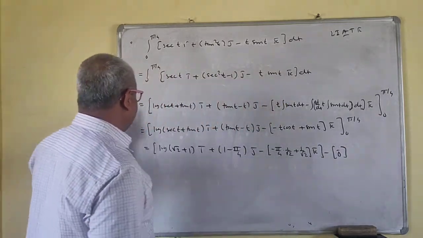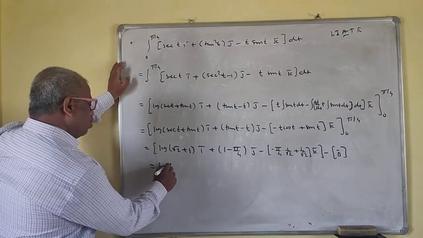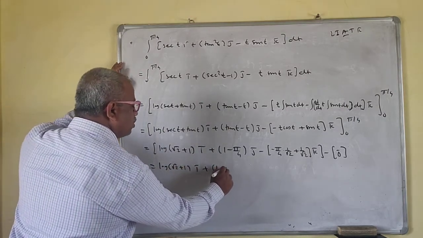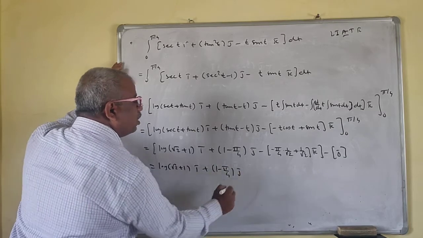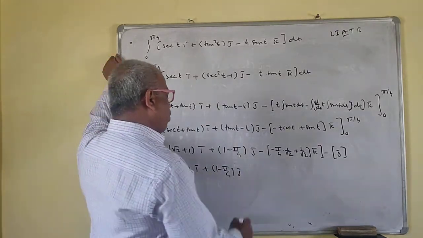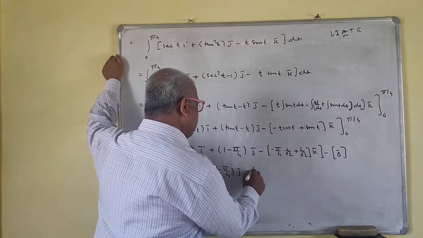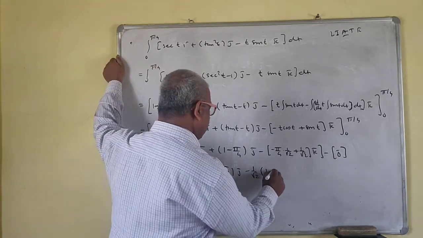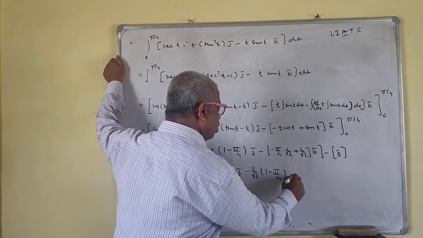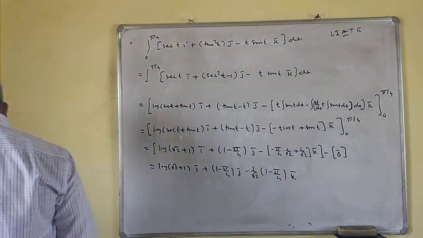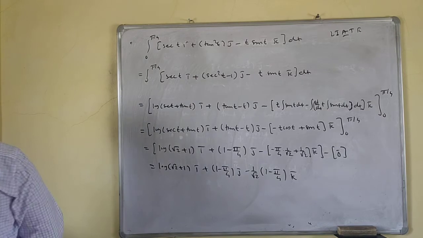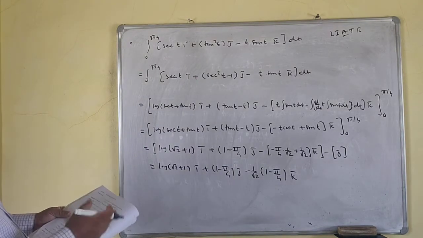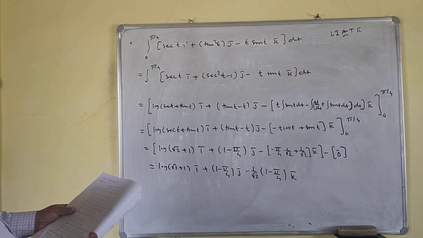Okay, so now we will open the bracket and we will see what this is. Log of root 2 plus 1 I bar plus 1 minus pi by 4 j bar. Minus, I can take 1 by root 2 common, and this is 1 minus pi by 4 k bar only. Okay, so this is your required answer. If you don't want to take the common, you don't take the common.